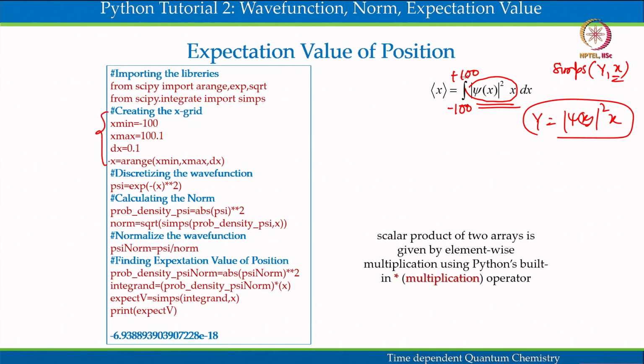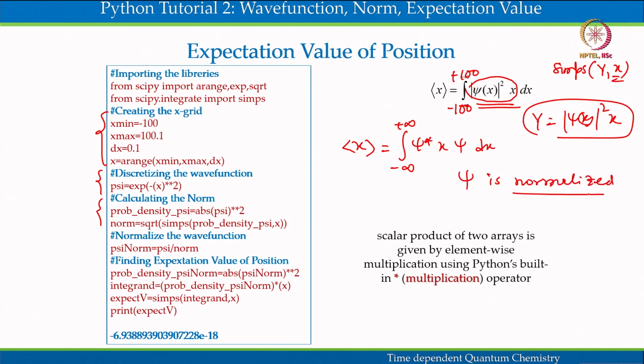This x grid creation part is known to us now. Discretization of the wave function is known to us. Then, calculating the norm, we have to first normalize the wave function, because when we write the integral from minus infinity to plus infinity of psi star x psi dx, that is the expectation value. We assume that psi is normalized, so we have to first normalize the wave function to get the right expectation value.